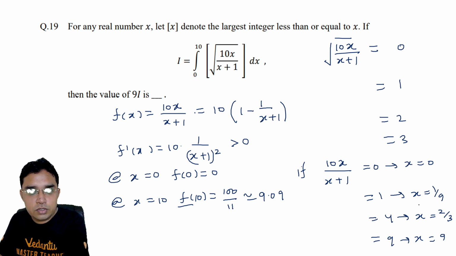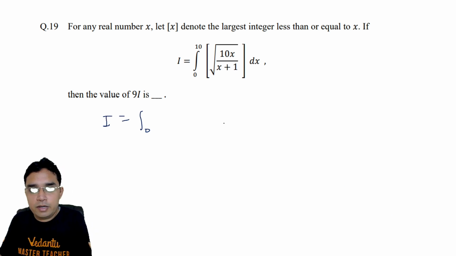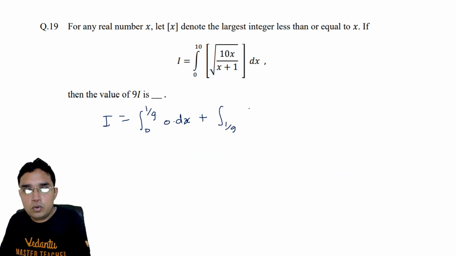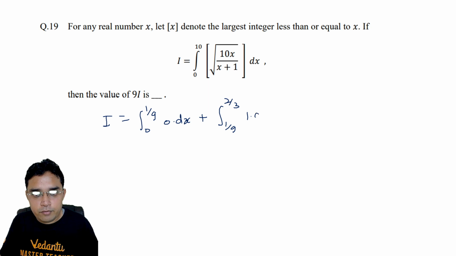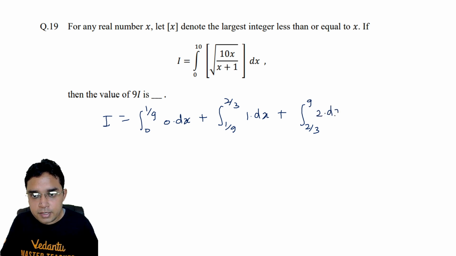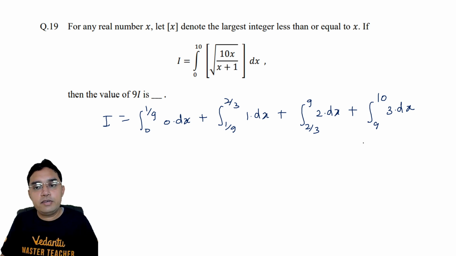Okay, so let us do this calculation on the next page. So my I will be equal to, first my limit will be broken from 0 to 1/9, and this greatest integer will be 0, and then 1/9 to 2/3, and this will be 1 only, and then 2/3 to 9, then it will be 2 dx, and in the end 9 to 10 the greatest integer will be 3 only. Maximum value doesn't exceed 4, so 9 to 10 throughout it will be 3 only.